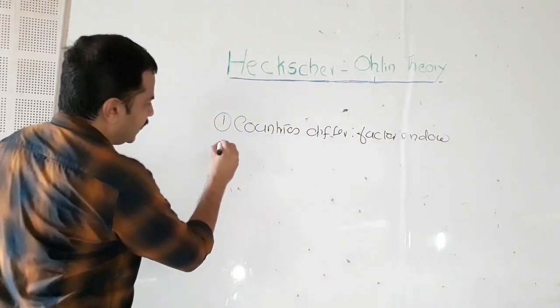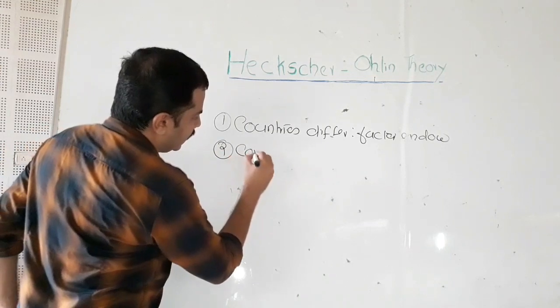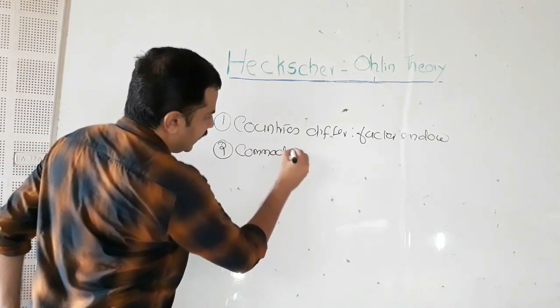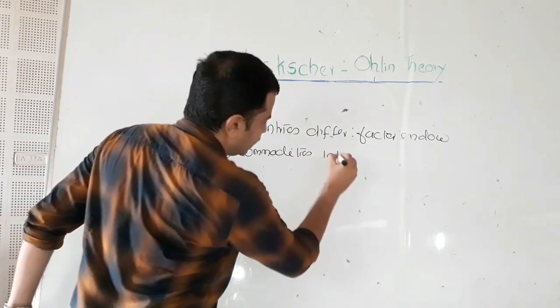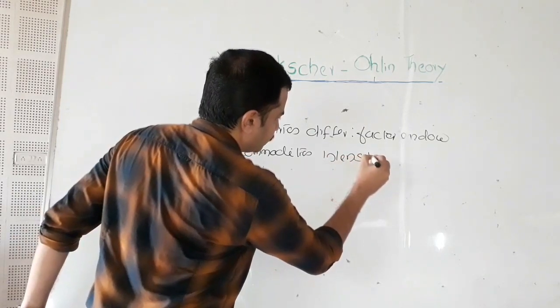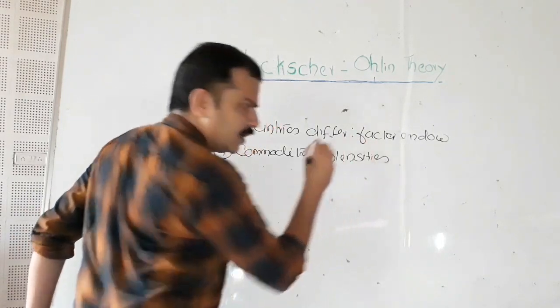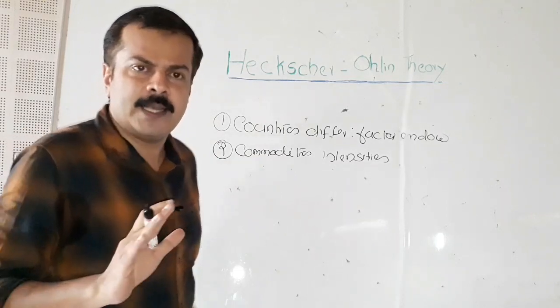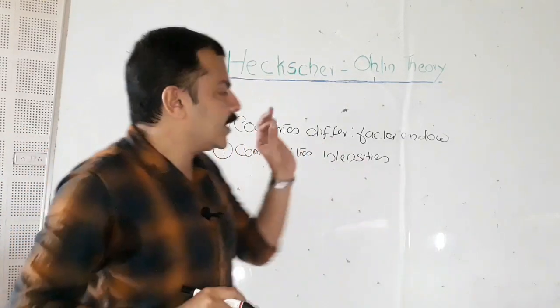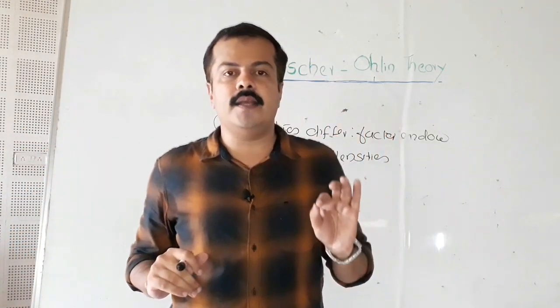The second aspect is that commodities differ in their factor intensities. Two facts as far as the model is concerned. One, countries differ in their factor endowments.